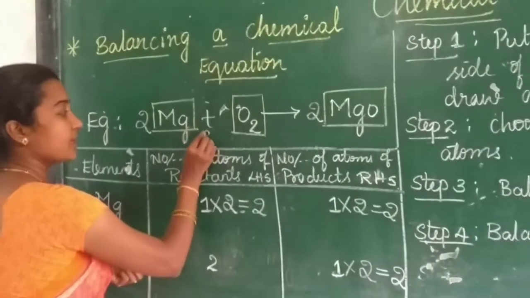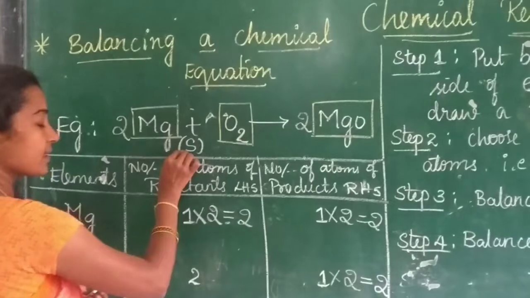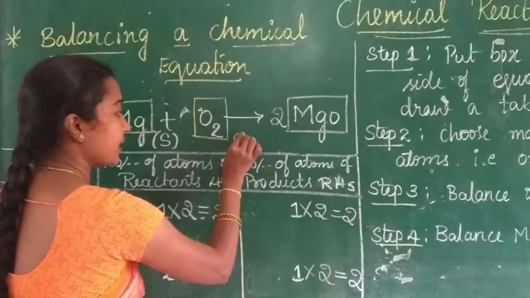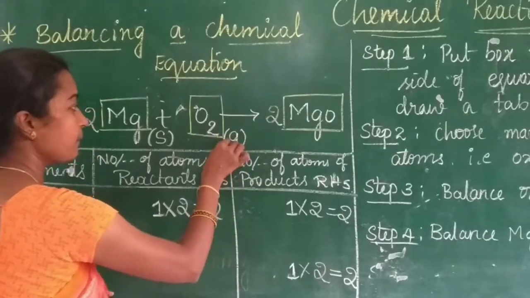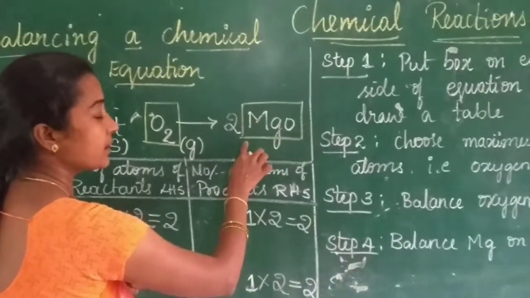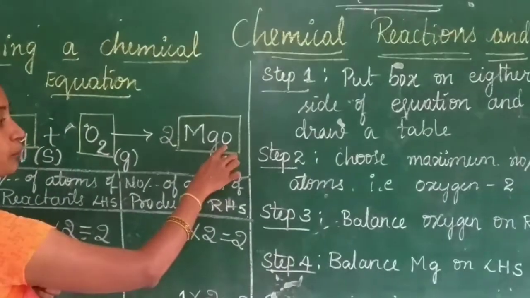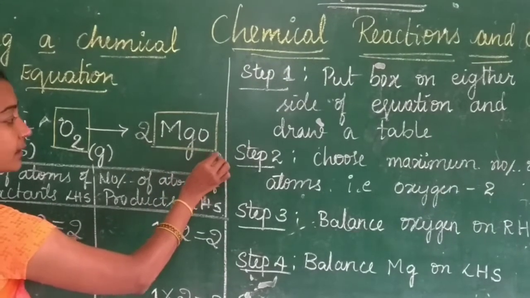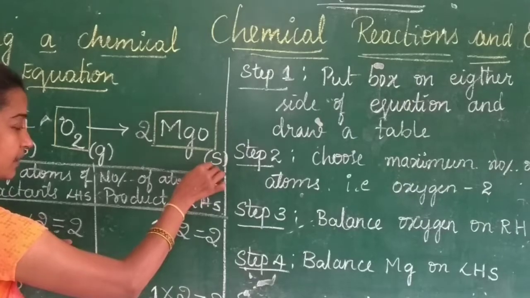Now come, children, to the equation. Magnesium is in solid state, write it as S. Oxygen, we know, is in gaseous state, write it as G. And we get a product here, magnesium oxide, in the form of a powder. Powder is in solid state, write it as S.